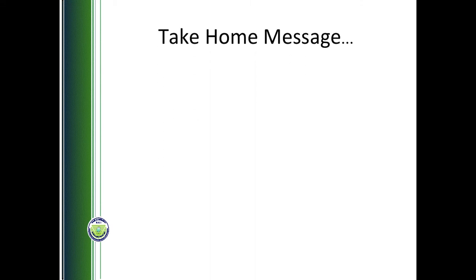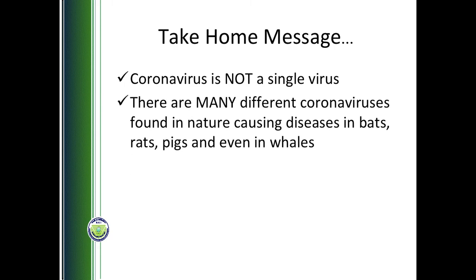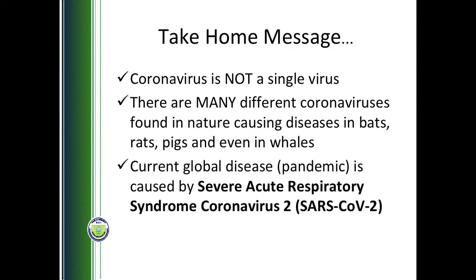So at the end of the video, what are our take home messages? First, coronavirus is not a single virus. There are many coronaviruses. These coronaviruses are already there in nature, causing diseases to a variety of animals. Third, the current global disease, that is the current pandemic, is caused by a virus named SARS-CoV-2, that is severe acute respiratory syndrome coronavirus 2. The current disease is named COVID-19.